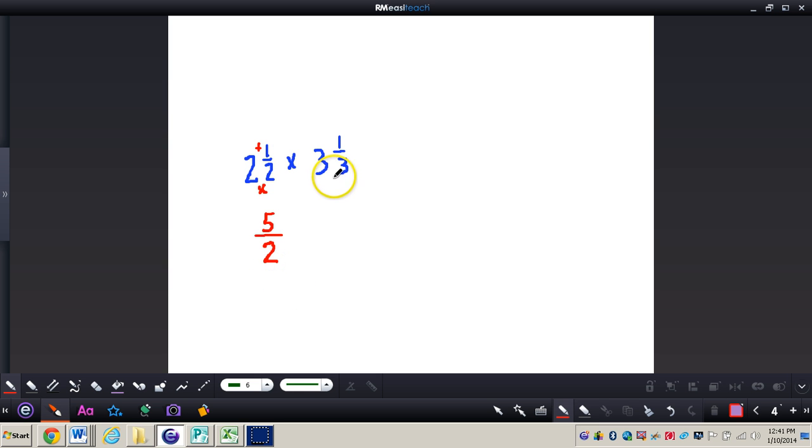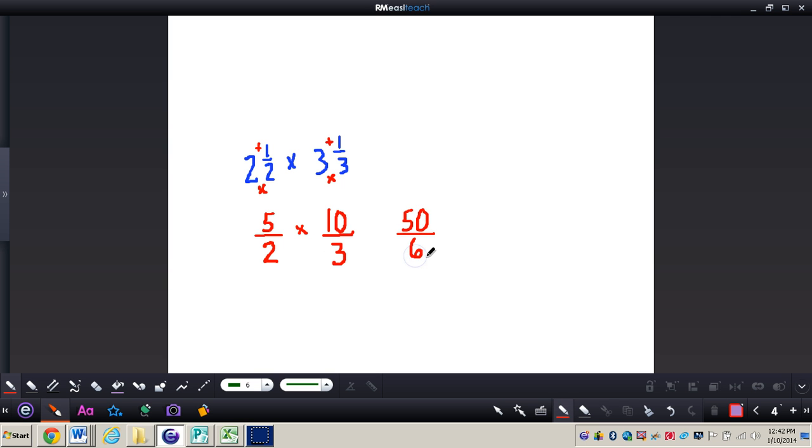Next step, for the next one, multiply our denominator by the whole number, and then add our numerator again. 3 times 3 is 9, plus 1 is 10. And once again, the denominator stays the same. Drop down our multiplication problem so that we can simply multiply from here. 5 times 10 is 50. And 2 times 3 is 6.